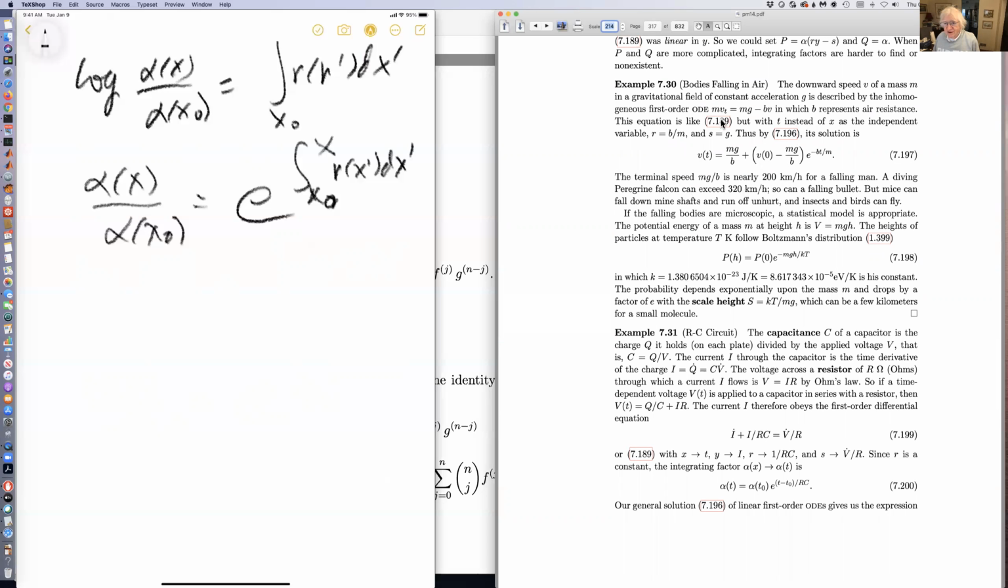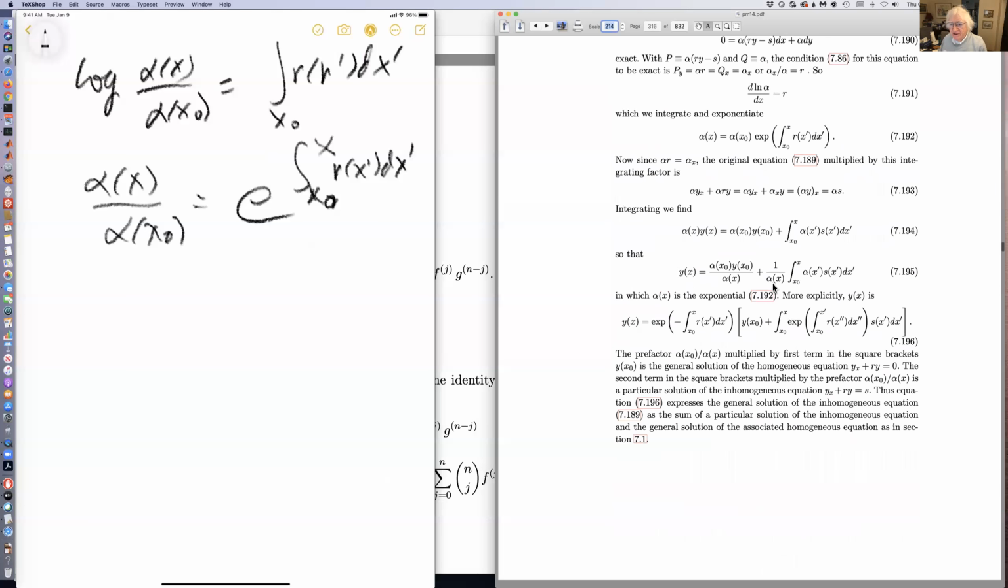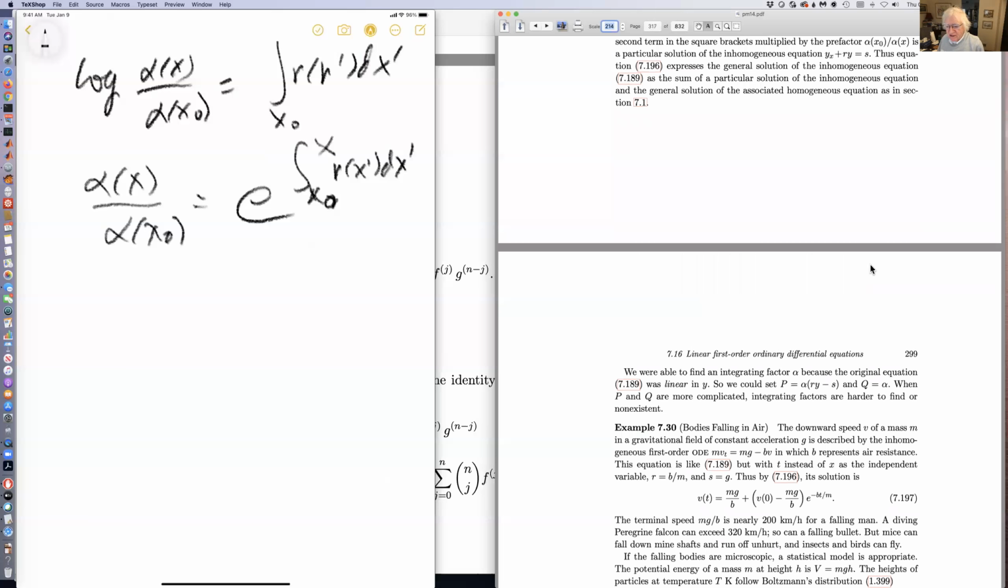The downward speed of a mass m in a gravitational field of constant acceleration is described by this differential equation, in which b is a factor representing air resistance, and v is the velocity, of course, m is the mass. And of course, b is huge if the falling body has a parachute. And this equation is like the earlier one, and the difference is that t is the independent variable, r is just a constant, and s is another constant. And so if you apply the rule here, what you get is this solution.